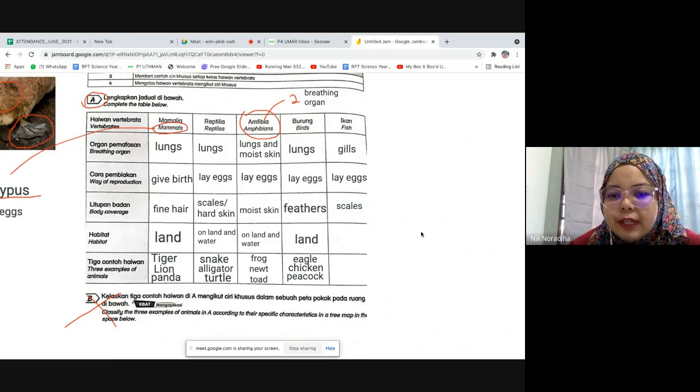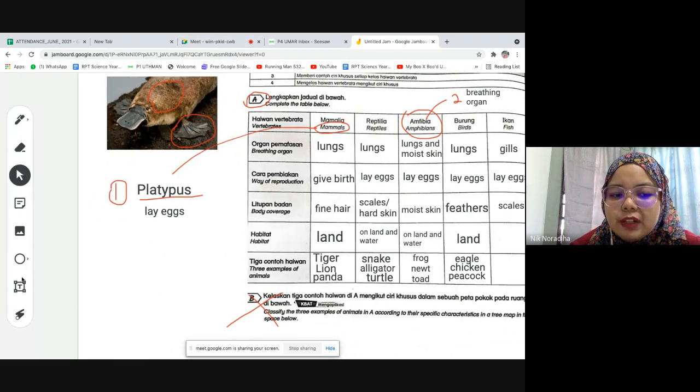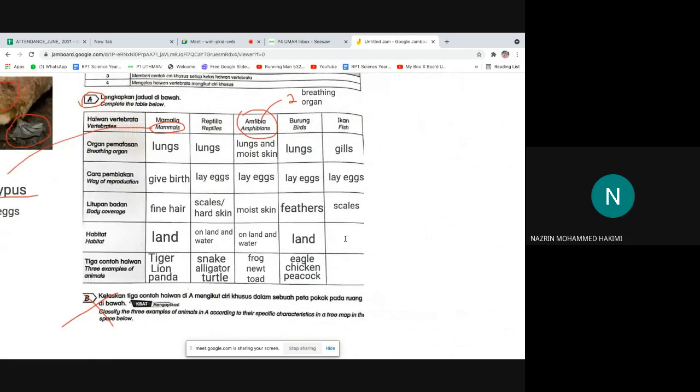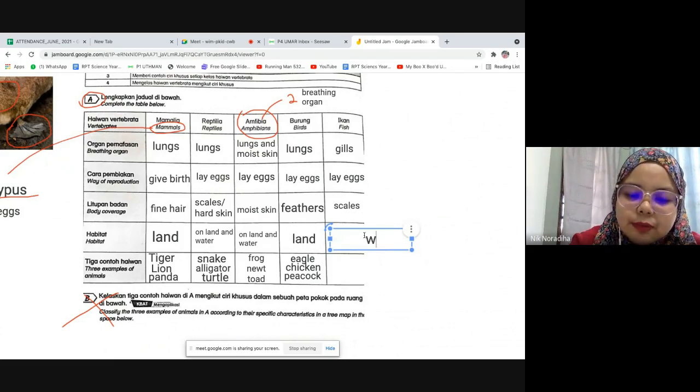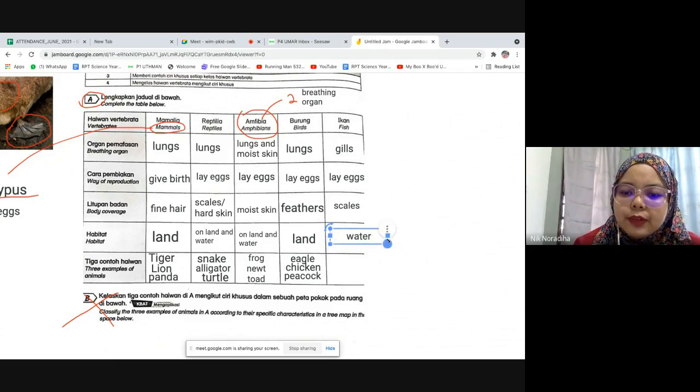Okay. So for the habitat, I think everyone already knows where fish live. Rania, can you tell teacher the habitat for fish? In water, correct. So the habitat for fish is water. That's why they need gills to breathe in water.